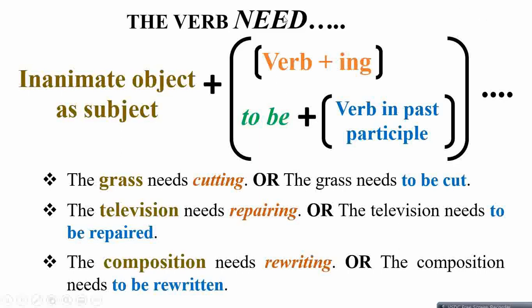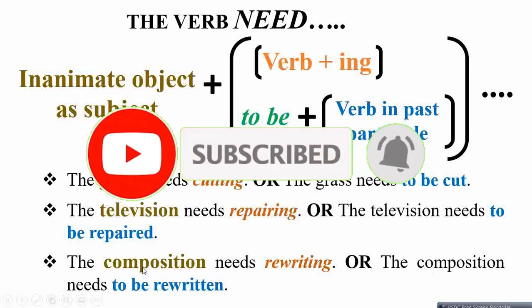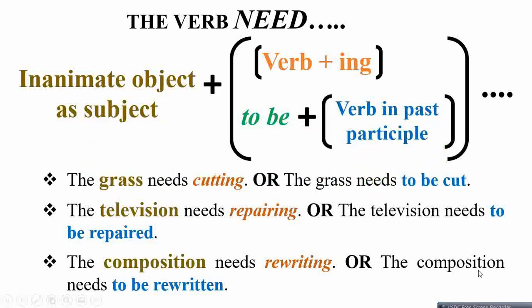place in case आपका जो subject of sentence है, that is an inanimate object. Second example is the television needs repairing, which is a gerund form of verb, or the television needs to be repaired, which is a past participle verb. Third example is the composition needs rewriting, which is a gerund, or the composition needs to be rewritten. It's the verb in past participle.